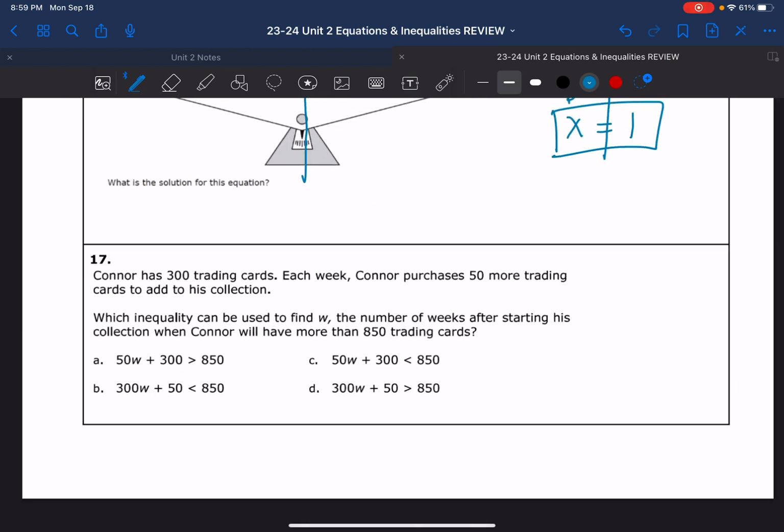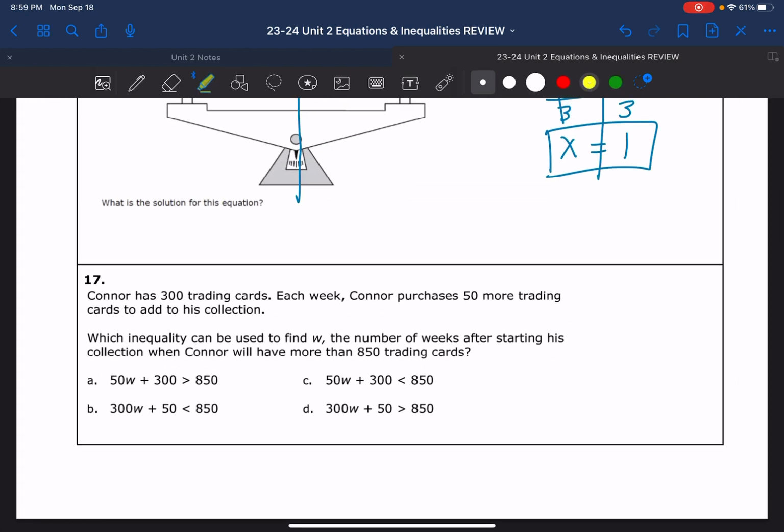I'm going to 17. So 17 is going to be just like the ones we've already done so many of. Connor has 300 trading cards. Each week, Connor purchases 50 more. So each week. Which inequality can be used to find W, the number of weeks after starting his collection, when Connor will have more than 850 trading cards?